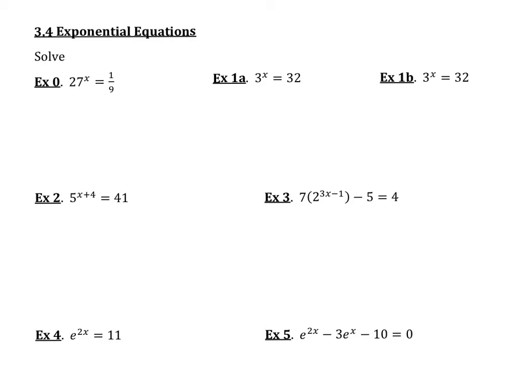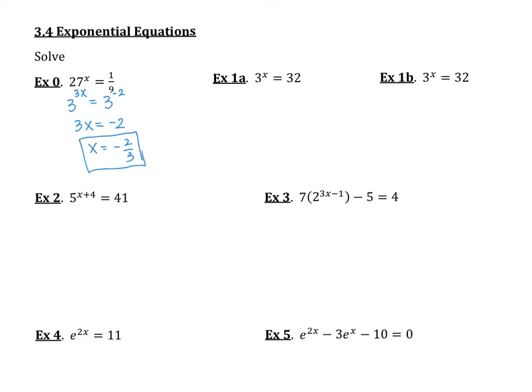I can rewrite both of these with a base of 3. So 3 to the 3x equals 3 to the 3 squared is 9. So 3 to the negative 2 is 1/9. Since the bases match by the one-to-one property, their exponents should also match. So I get x equals negative 2/3.